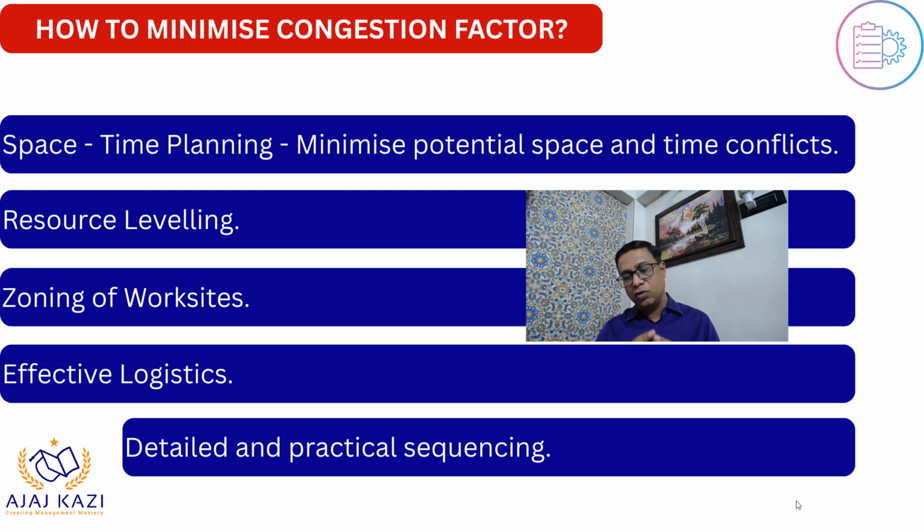Zoning of the work site: you can also create zones where people can work in different zones, so all trades cannot go in one place. They work in different zones and follow the process, based on sequencing, and come back. Effective logistics is very important. A detailed and practical sequence, as I said, is very, very important to minimize the congestion factor. First of all, the sequencing has to be known, the delivery of the material has to be known, you may have to create proper logistics as well as store planning, and if the site is limited, you will have to create zones where you follow the sequence and get your congestion factor down. That's a very important aspect.